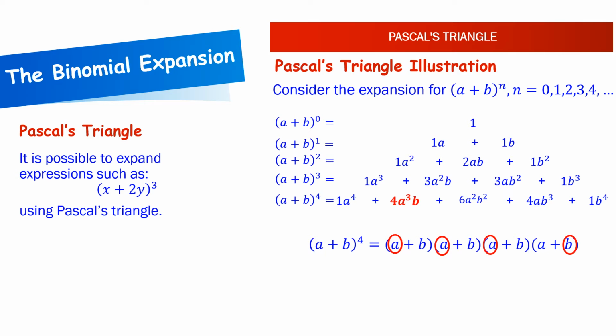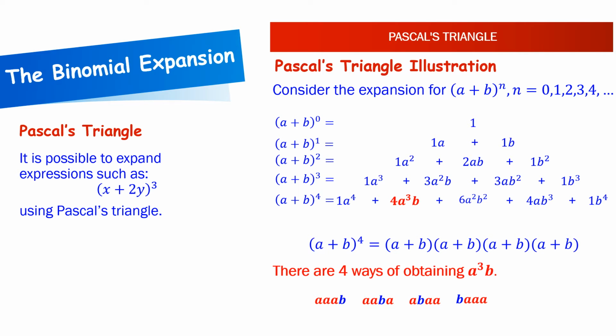We could either do AAAB or AABA or ABAA or BAAA as shown. So there are 4 ways of obtaining a cubed b. How else could we have obtained this? Let's have a look at the expression on the left-hand side of the screen.